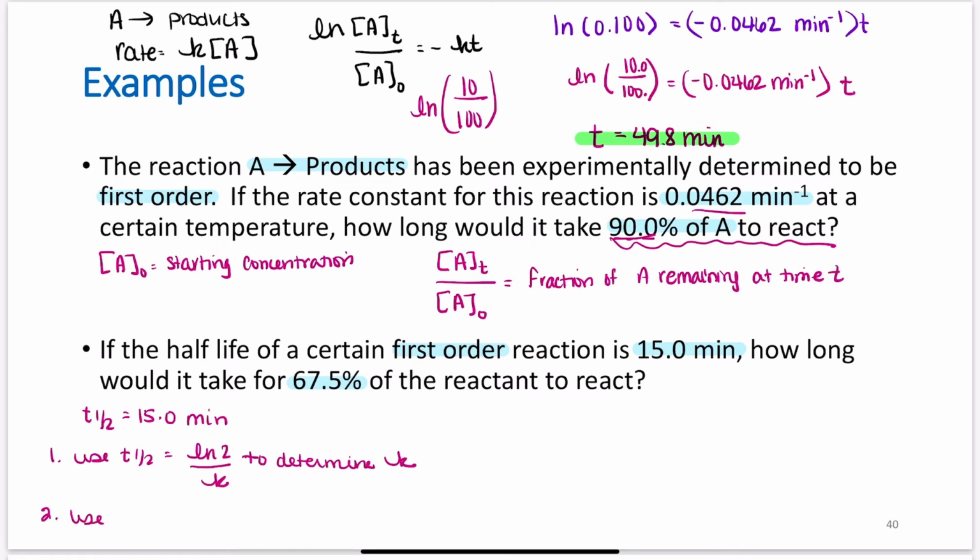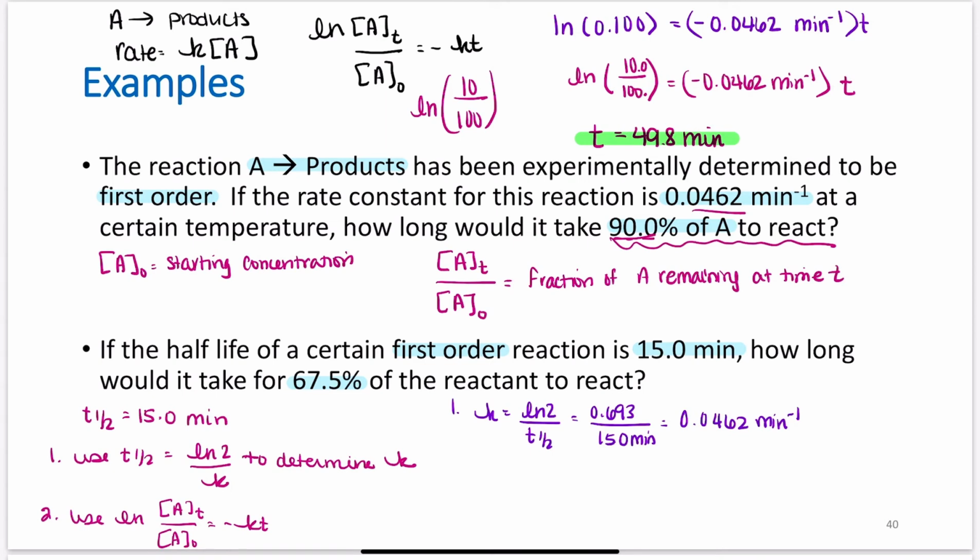Then I'm going to use my equation, natural log of A over A naught equals negative Kt, to find how long it's actually going to take. So number 1, K is equal to natural log of 2 over T to the 1/2. Just rearrange that equation. This is equal to 0.693 divided by 15.0 minutes. I find my rate constant to be 0.0462 minutes to the minus 1.